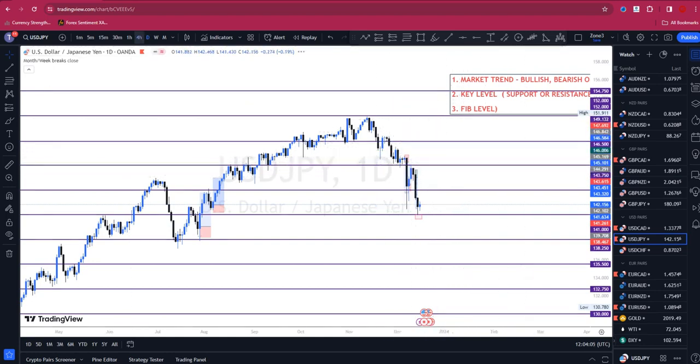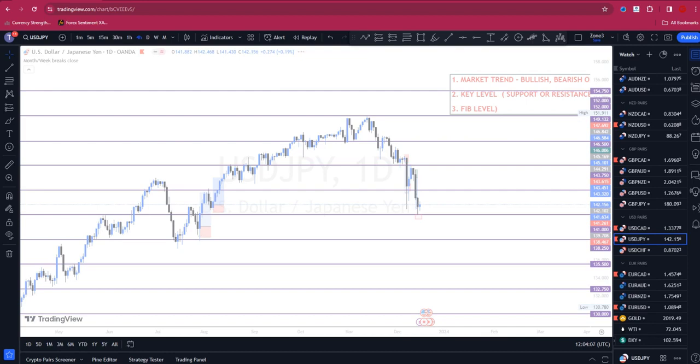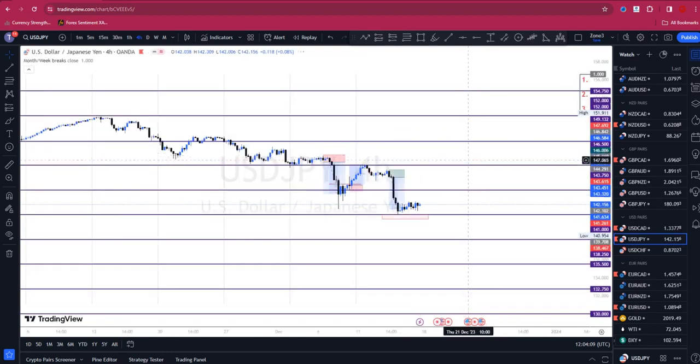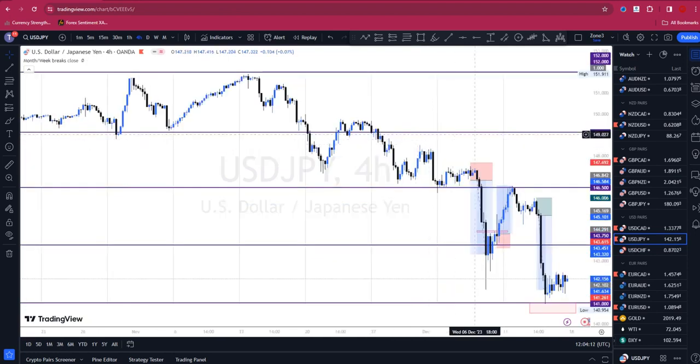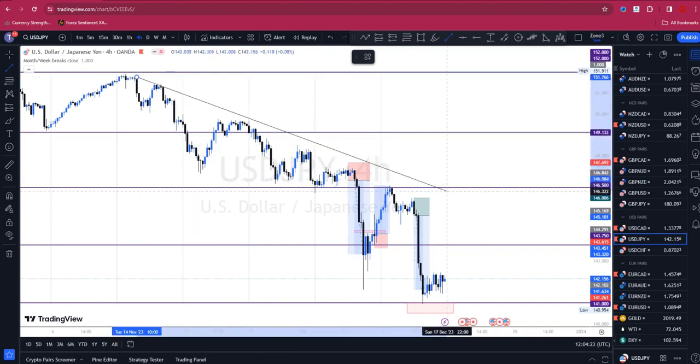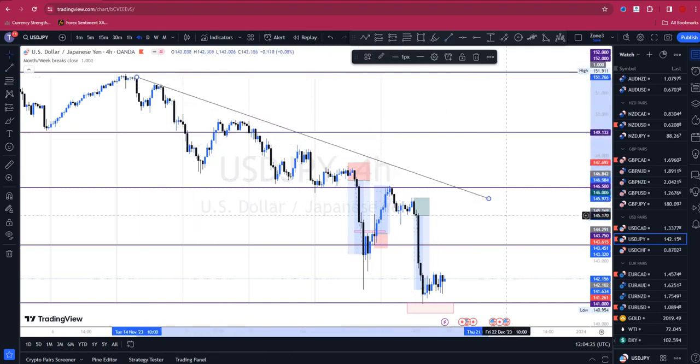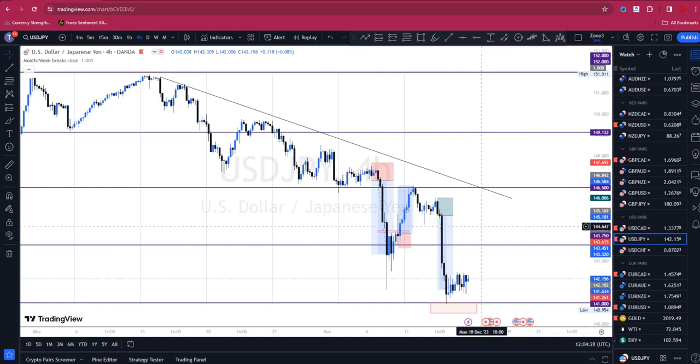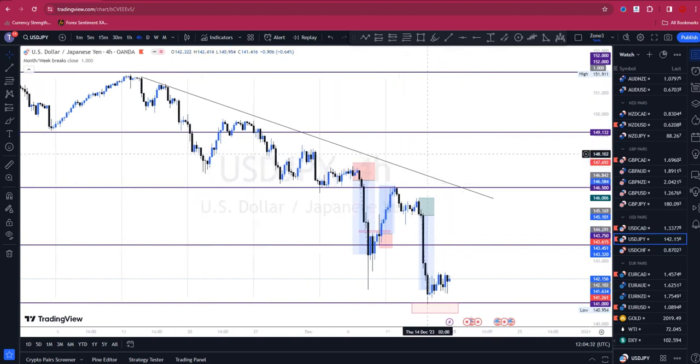Now I will switch to the 4-hour time frame, where mostly I take my entries. Coming to the 4-hour time frame, we can also see that the market is still in a bearish trend. So all I will be looking for is a selling opportunity. Now I came to this market and met it playing around this level.